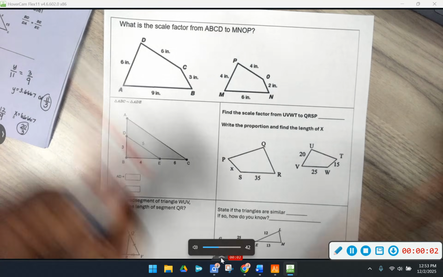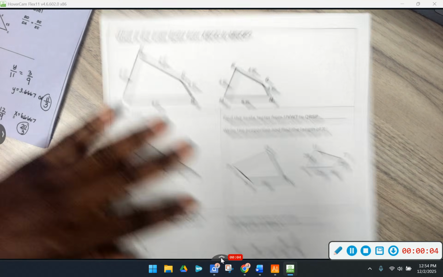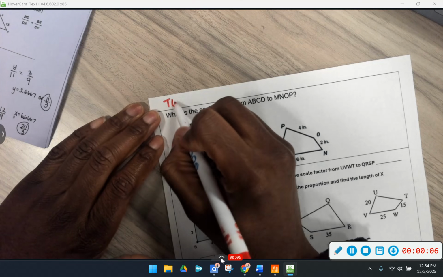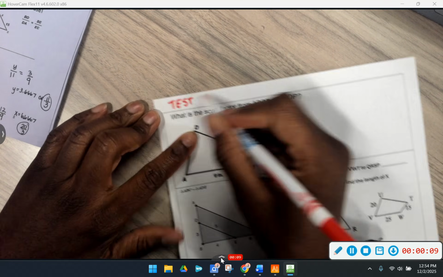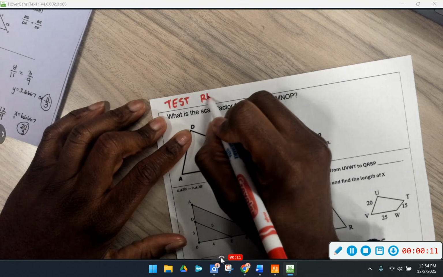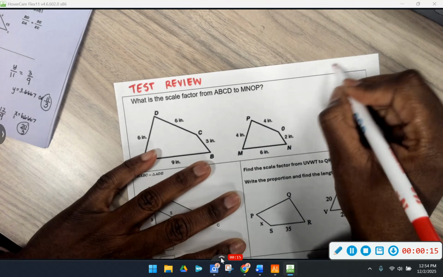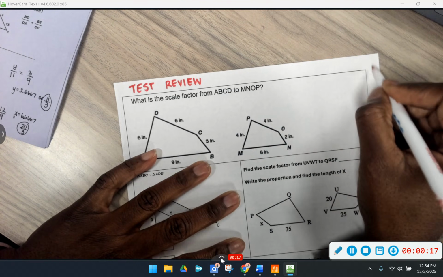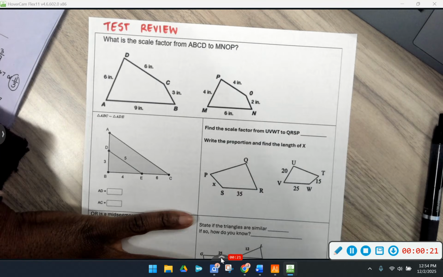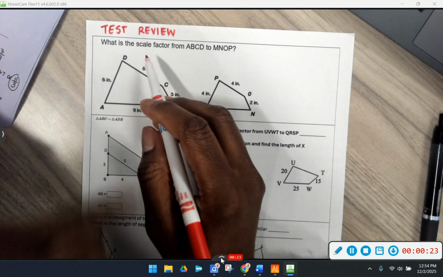All right, so here is the test review, the paper copy. Yes, you need to make sure you do it. Yes, it is a grade. Please write the words test review on top because it doesn't have a title. And also please write your name over here. Whatever your name is, write it in the corner because I will be taking it for a grade.